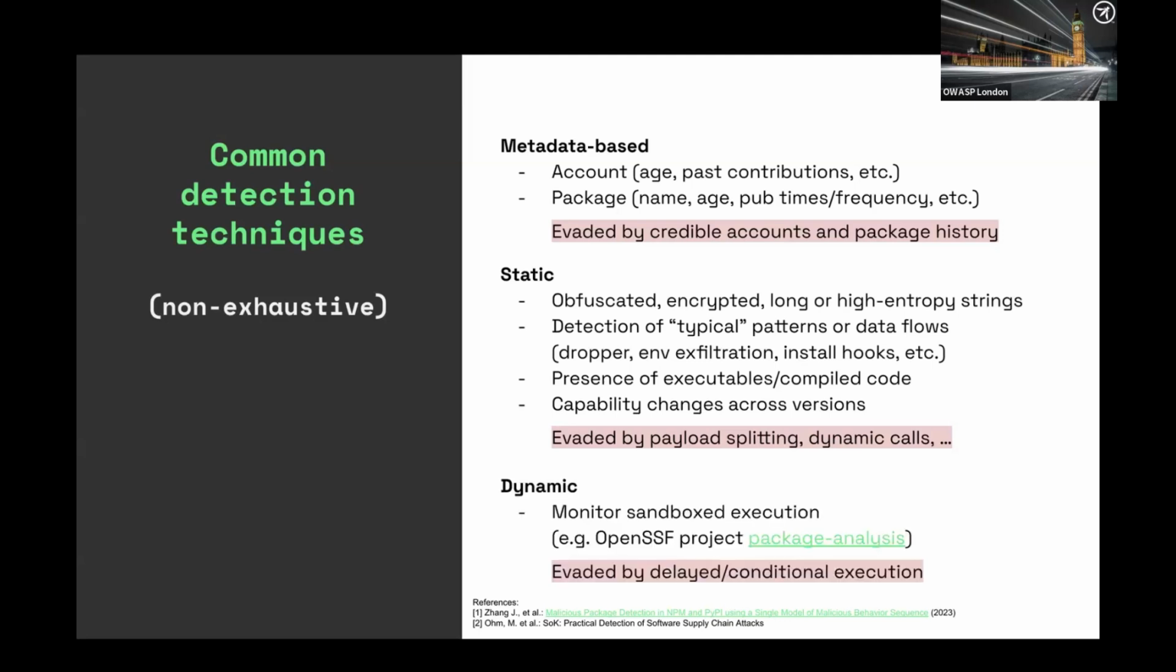And the last one is dynamic detection, where you run the code and then you try to see whether it does anything malicious. These are behavioral approaches to malware detection. Again, nothing new. A great project in this context is the OpenSSF project package analysis. They go to great lengths in order to trigger as much code as possible of a package uploaded to PyPI, for example, so they observe any behavior.